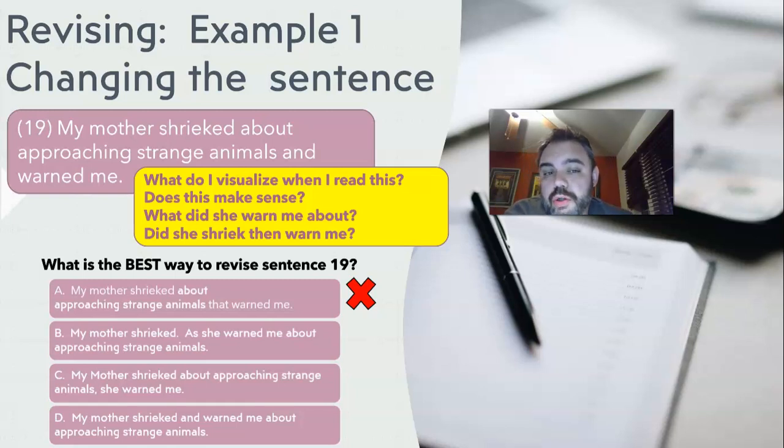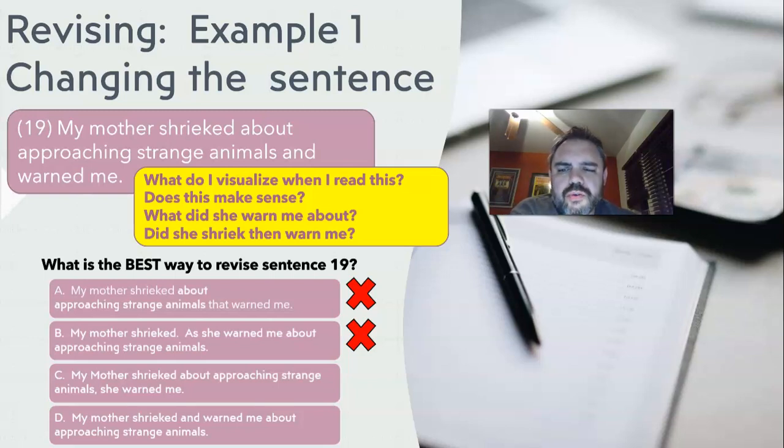What about B? My mother shrieked as she warned me about approaching strange animals. Well, I notice here that they've broken the sentence up into two different sentences, and they've made an incomplete sentence out of the second one. So I know that this isn't the best way to revise that. That doesn't make any sense. So I'll pass on that one too.